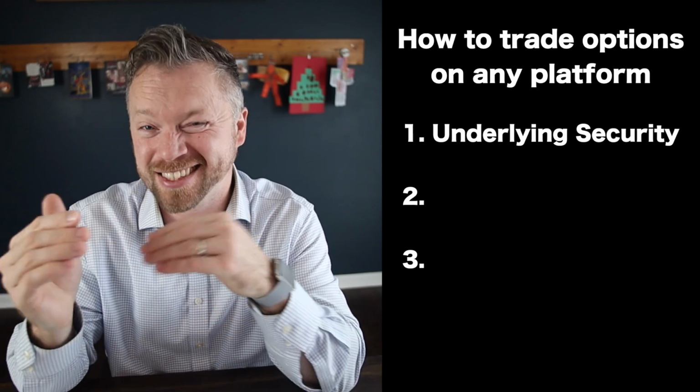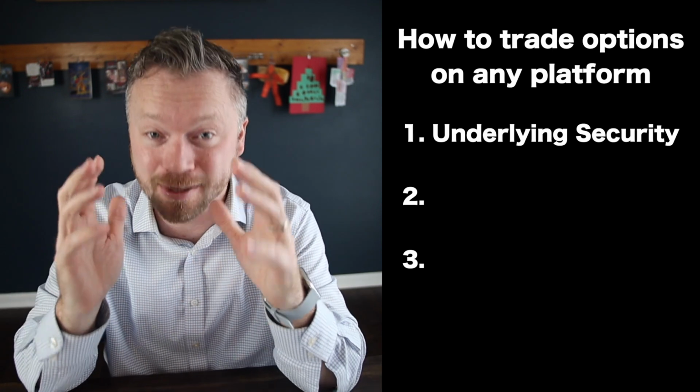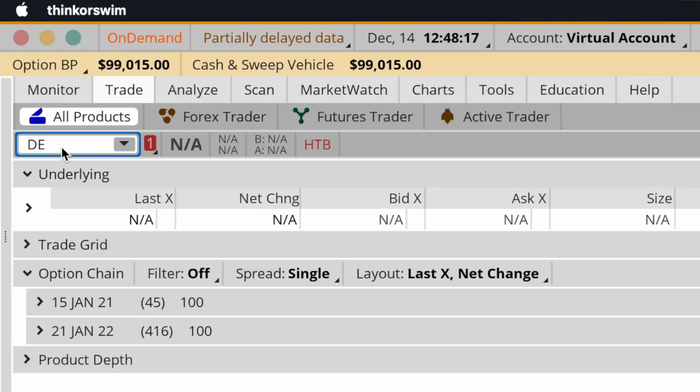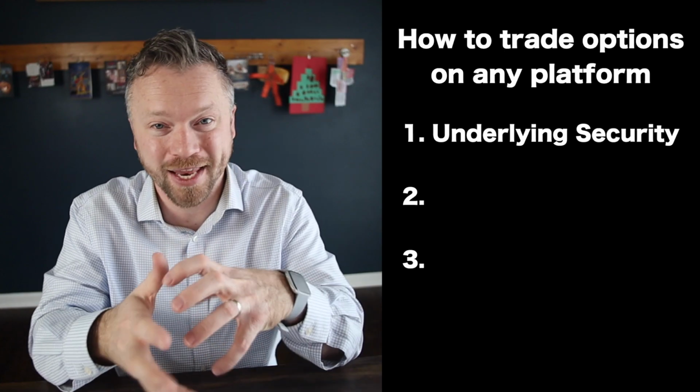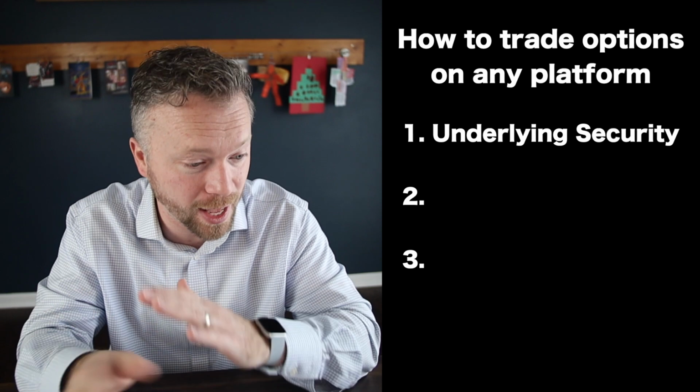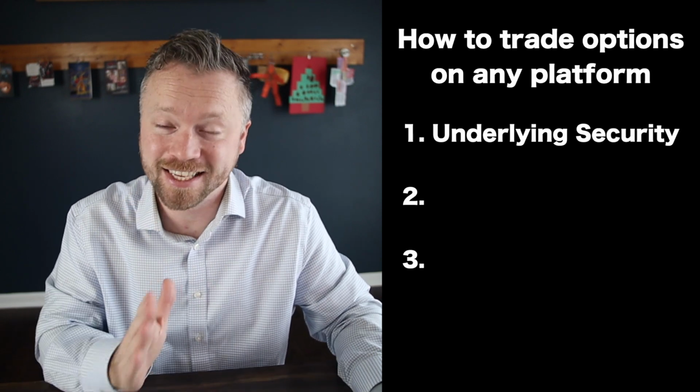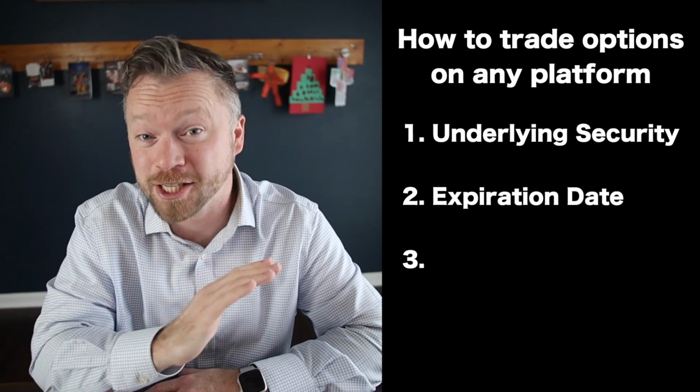First thing I'm going to do is put in the ticker symbol of the stock that I want to buy a contract on. Let's look at John Deere. After I put in the ticker symbol of the stock I want to buy an option on, the next thing you need to pick is the expiration date.